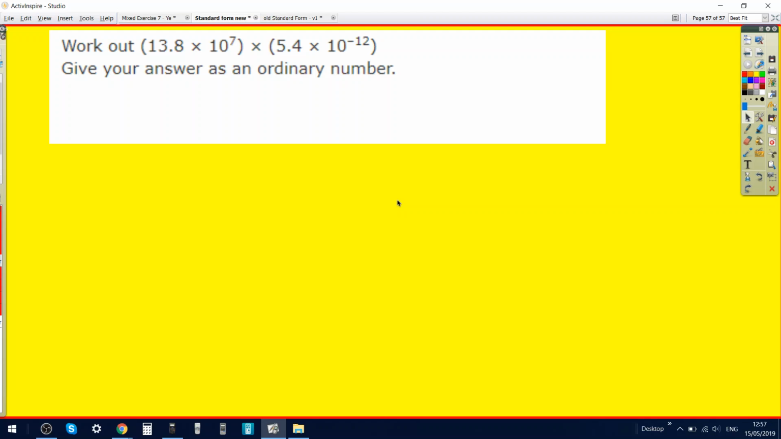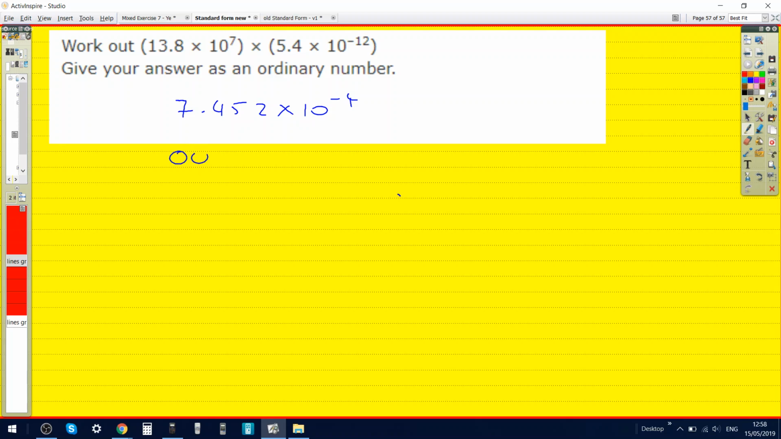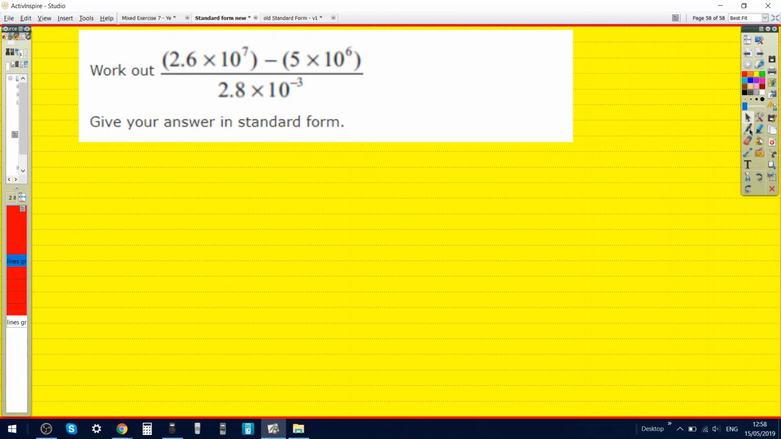Okay, the answer I have is 7.452 times 10 to the power of minus 4. So it's minus 0.000 and then 745. Four zeros with a point after the first one, and then 745. Slightly different, and it wants the answer in standard form.